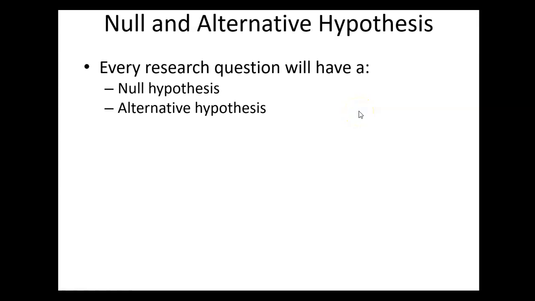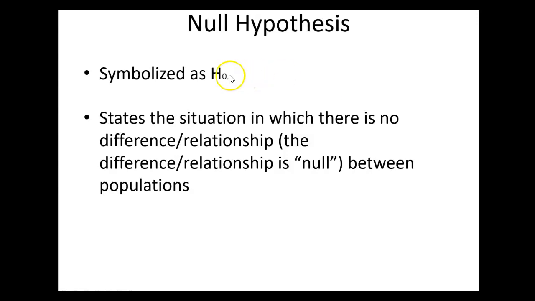With hypothesis testing, we have what's called null and also alternative hypotheses. The one that you're probably most familiar with is an alternative hypothesis. Each research question will have a null and an alternative hypothesis. Null hypotheses are symbolized as an H with a 0 next to it, and it states the situation in which there is no difference or relationship between populations. So in this case, the difference or the relationship is null, as in it doesn't exist.